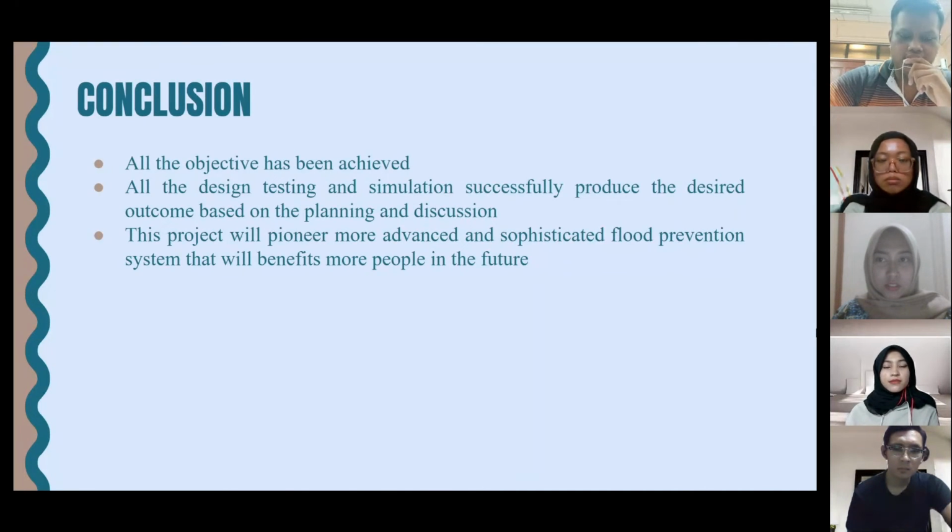As a conclusion, all the objectives that we mentioned before have been achieved. We managed to achieve all the objectives and execute all our planning according to the plan. Then all the design, testing and simulation successfully produced the desired outcome based on the planning and discussion. And we believe that this project will pioneer more advanced and sophisticated flood prevention systems that will benefit more people in the future.